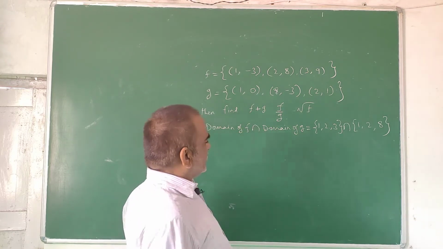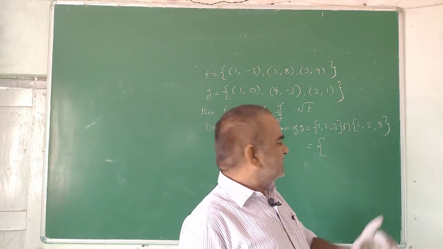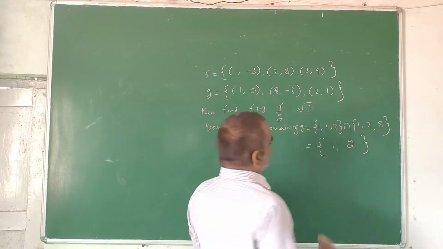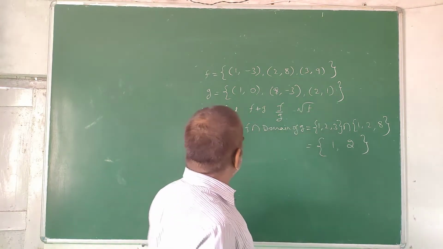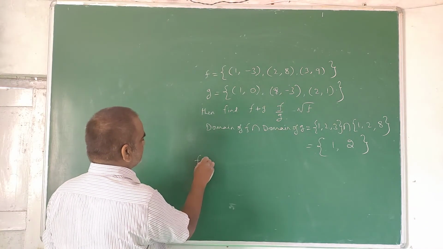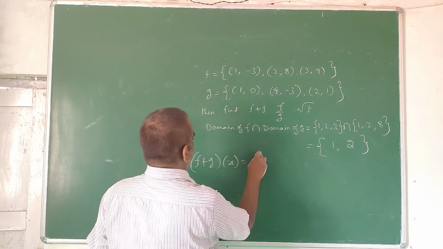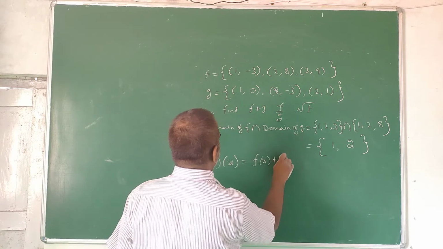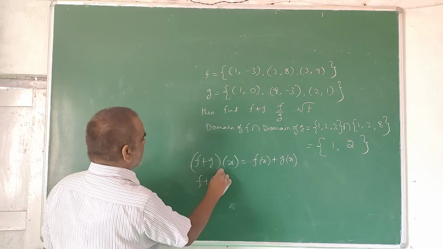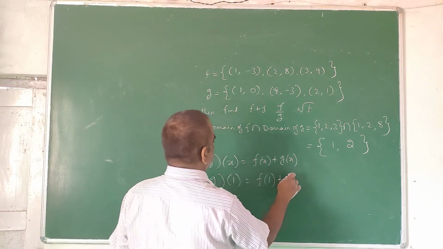So what would be the common elements here? Common elements in the two sets are 1 and 2. So now you have to calculate only on 1 and 2. Please do understand. First and foremost, f plus g. So f plus g is equal to f of x plus g of x. So f plus g of 1 is equal to f of 1 plus g of 1.